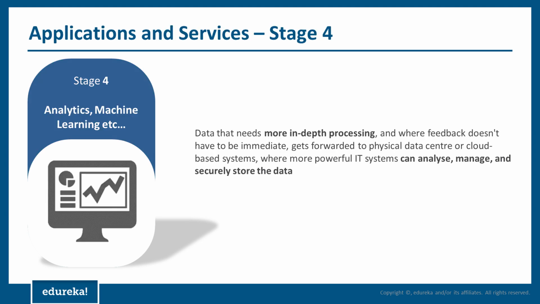So stage four, now the data that is received needs more in-depth processing, and where feedback doesn't have to be immediate, gets forwarded to physical data center or cloud-based systems where more powerful IT can analyze, manage, and securely store the data. So multiple things happen. You first store the data that comes in, then you analyze. You analyze based on the history.